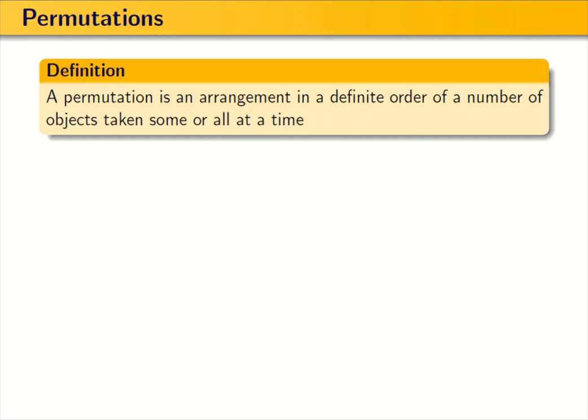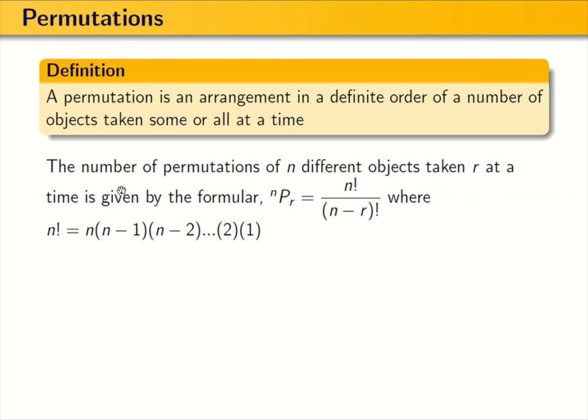Let's say I have three brothers, and I want to arrange them on some seats. But I want to take into consideration the elder brother, the middle one, and the last one. I hope you understand. If I'm doing that and I'm considering order, the way I'll arrange them, then I'm doing what we call permutation.